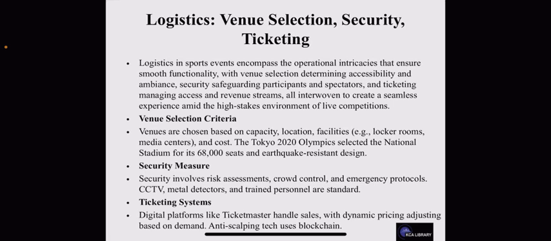So let's look at venue selection criteria. Venues are chosen based on capacity, location, facilities, like locker rooms and media centers, and cost. Let's take the Tokyo 2020 Olympics, which selected the National Stadium for its 68,000 seats and earthquake-resistant design. This is just an example.